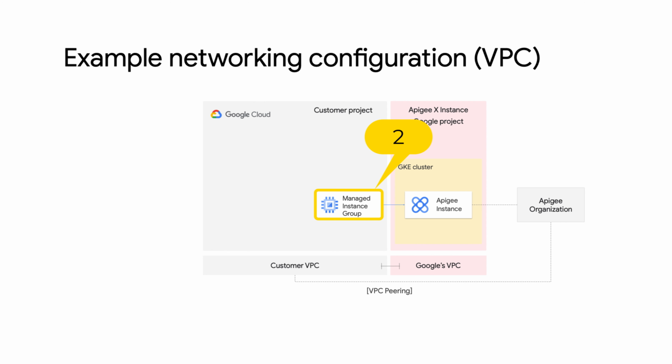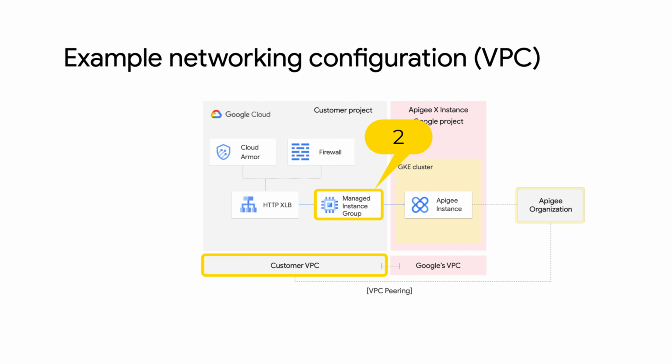Secondly, the Managed Instance Group or MIG. Currently, GCP load balancers cannot directly route requests to Google managed VPCs. Therefore, you need to use a MIG for forwarding requests received by the load balancer to the Apigee X instance. Be aware that this MIG needs to be created in the same VPC network attached to the Apigee X organization, and an ingress firewall rule is required for allowing the load balancer to route requests to the MIG.